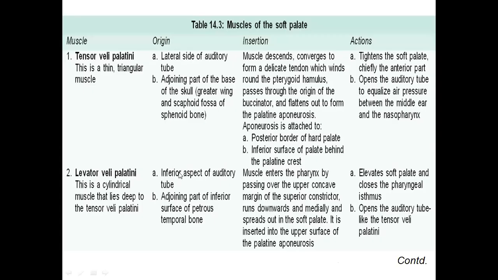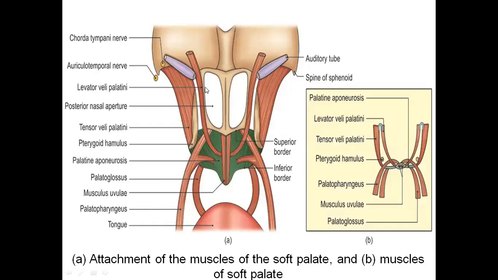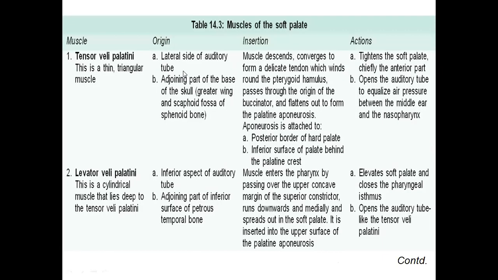Now let us see the origin and insertion of these muscles. Tensor veli palatini, let us see the muscle. This is the tensor veli palatini. It comes from the lateral side of the auditory tube, the adjoining part of the base of the skull, the greater wing of the sphenoid bone, and the scaphoid fossa of the sphenoid bone.